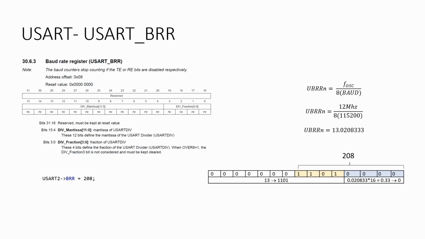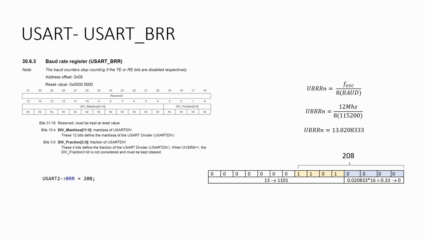The following formulas can help you to understand how to calculate the baud rate register value. You just need to divide the clock rate by 8 times the baud rate. You will get the mantissa and the fraction. In this scenario, our mantissa is 13 and 1101 is its binary value. The fraction is rounded, and in this case, as it is considered as 0, our full value is equivalent to 208. This is the value that we need to write to the baud rate register.